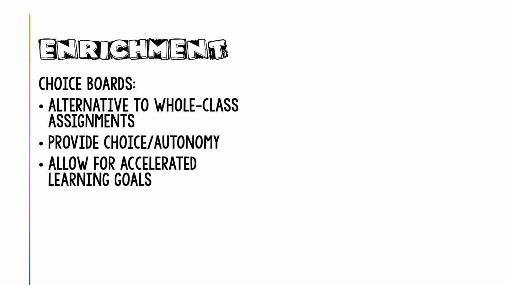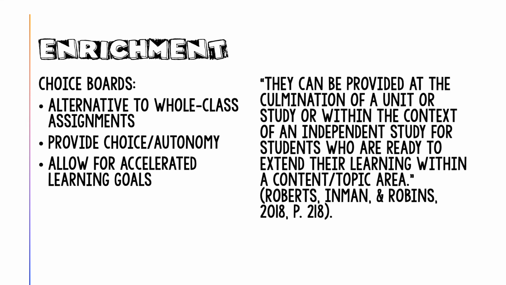Enrichment, either accompanied by acceleration or on its own, can also provide helpful strategies in addressing gifted needs. Choice boards, or menus, are a possible alternative to whole class assignments that provide for gifted students' needs for choice and autonomy, while staying within the bounds of targeted learning goals, which can be accelerated as needed. They can be provided at the culmination of a unit or study or within the context of an independent study for students who are ready to extend their learning within a content or topic area.